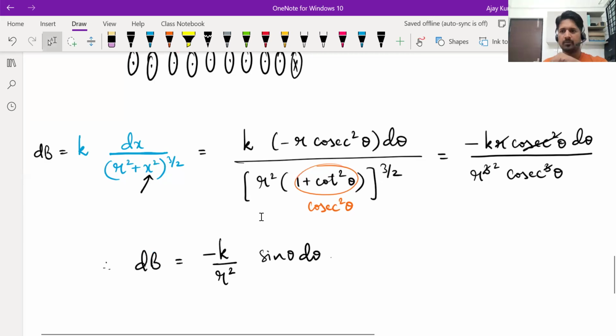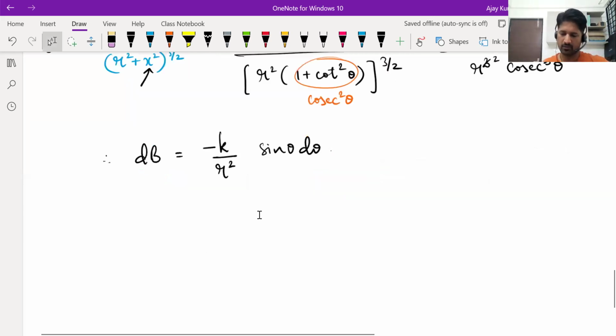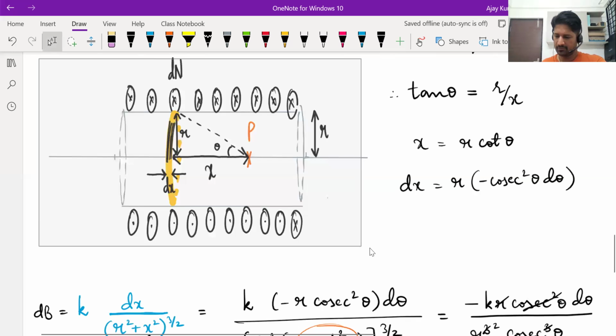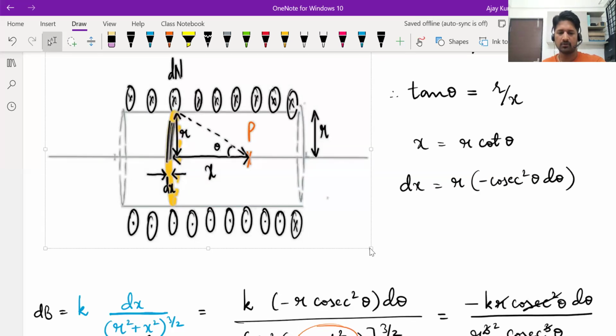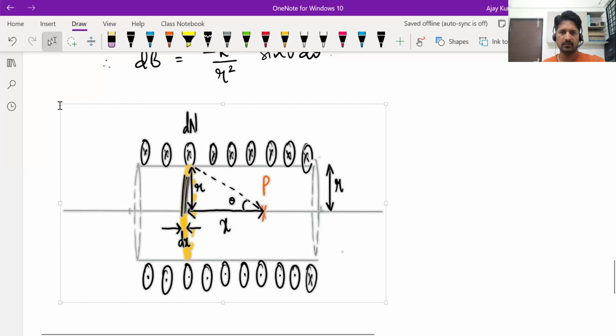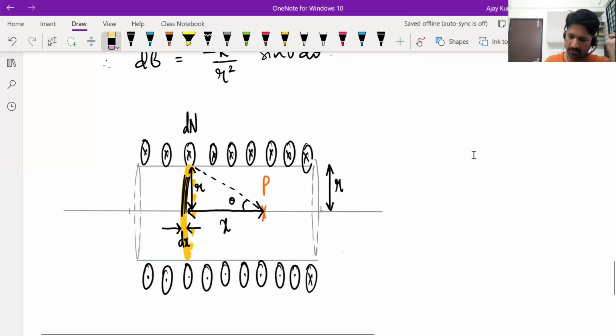You integrate this with proper limits, you will get the magnetic field due to the entire solenoid. Again, let us visualize in the diagram. We need the limits for theta now. We have to ensure that all the circular loops get covered. Okay. So let us write thetas for the initial circular loop and the final circular loop. This diagram I'll use only for the limits.